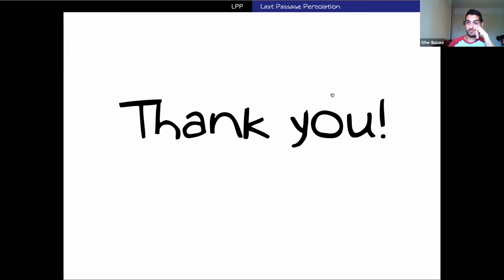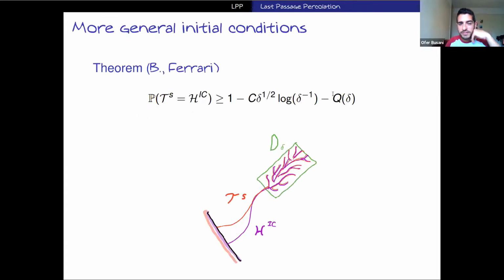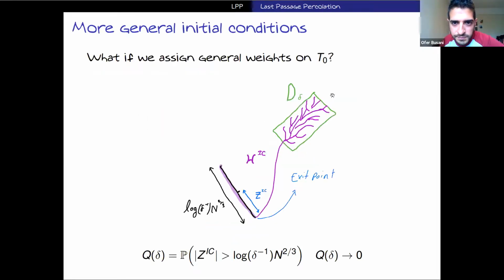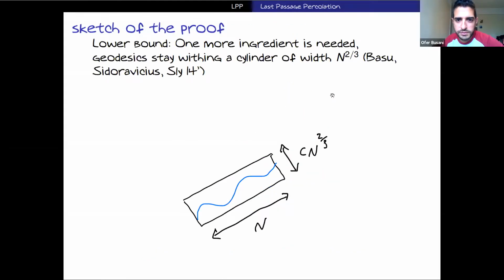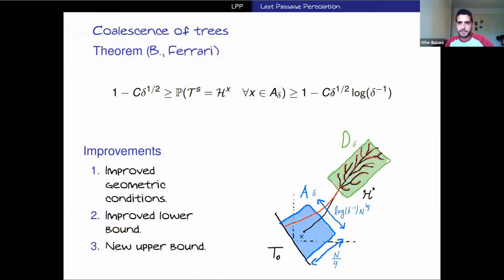I have a question. In the result with Patrik Ferrari, you considered the box A, right? Can you go back to the slides? Wait, the first one? Yeah. So you can choose any point X inside that box, it doesn't matter? In A delta? Yes, yeah.